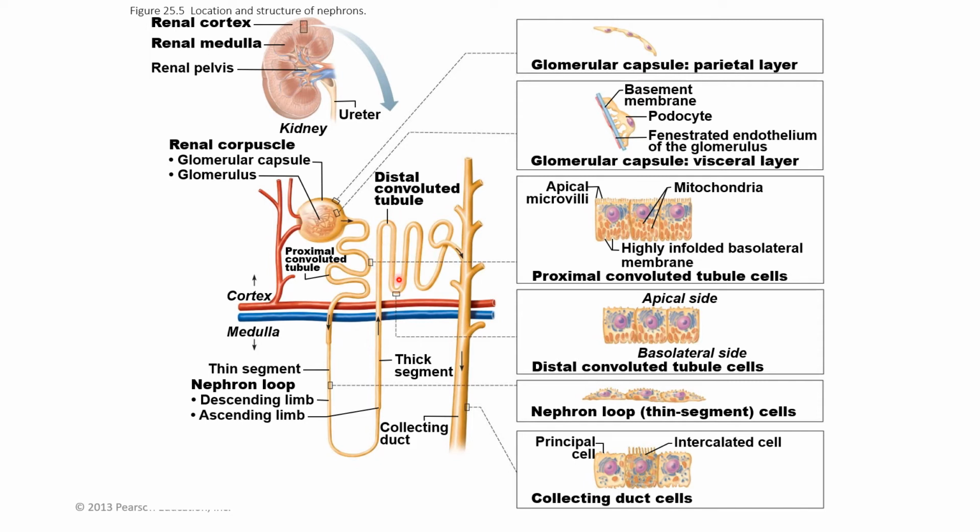Now, whatever filtrate is going to stay within your distal convoluted tubule will get drained into your collecting duct, where more reabsorption can also take place. Within your collecting duct, ions and water, etc., can still get reabsorbed out of the collecting duct back into your bloodstream.